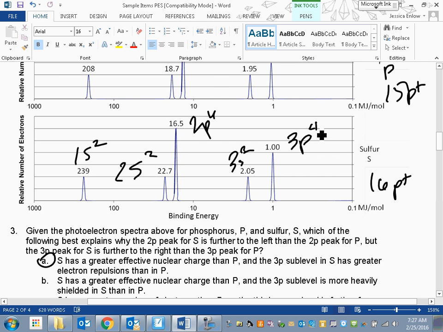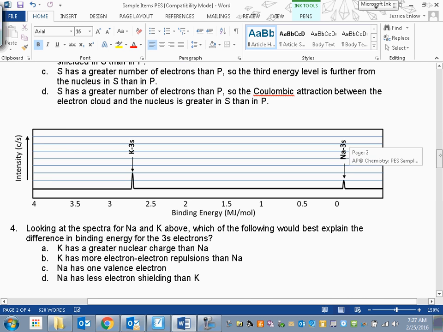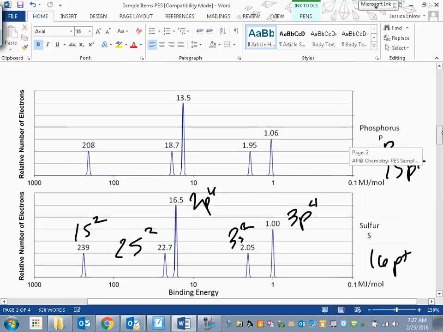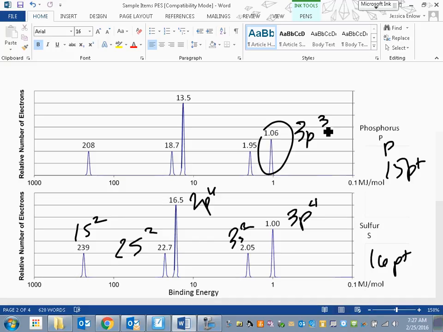There's no question about what each of these are representing. And then the top one, what's the only difference here? 3p3. Right, so that intensity is slightly different, so that's 3p3 there. And then you can see the energy is slightly different, 1.06 versus 1.00. Why, again, is this one higher?